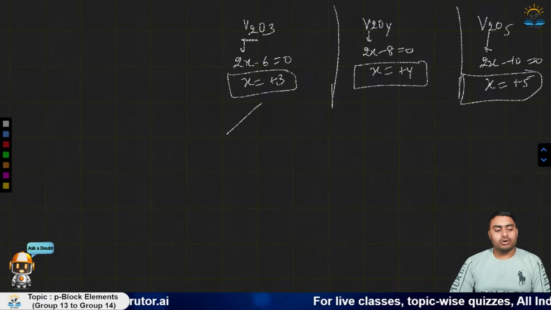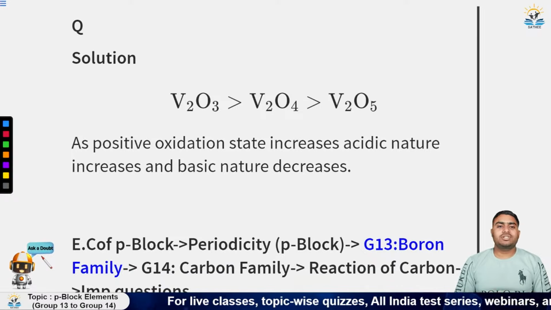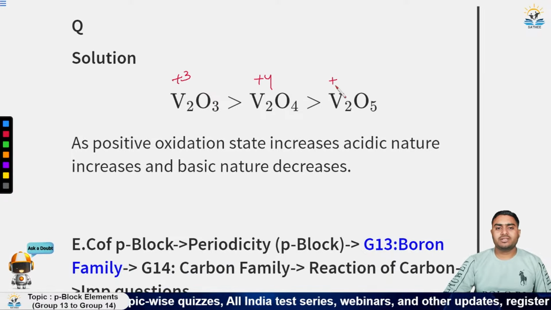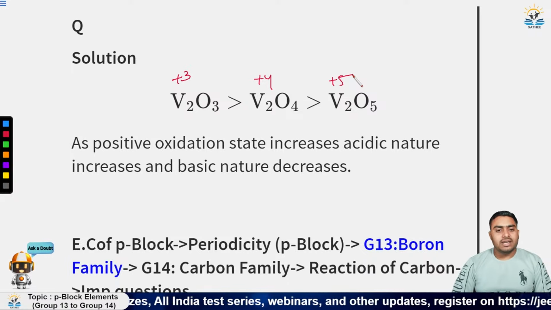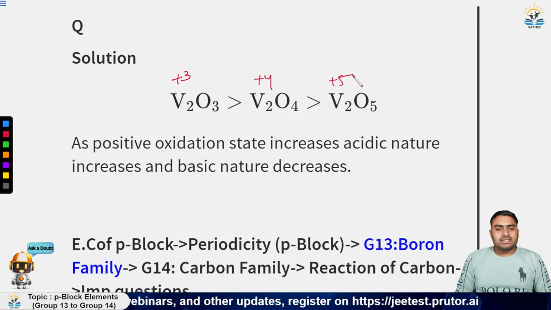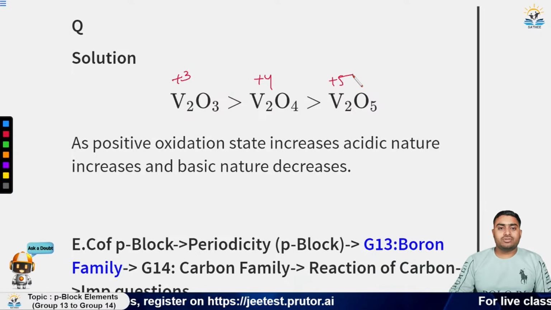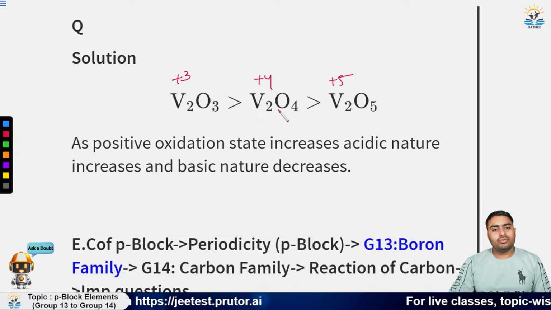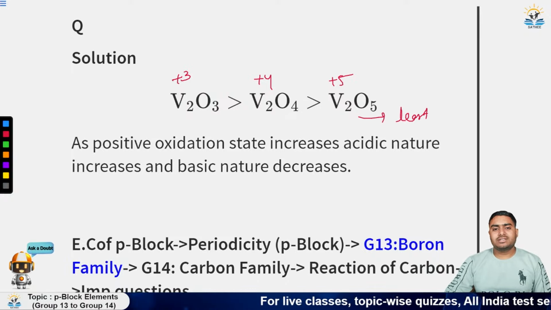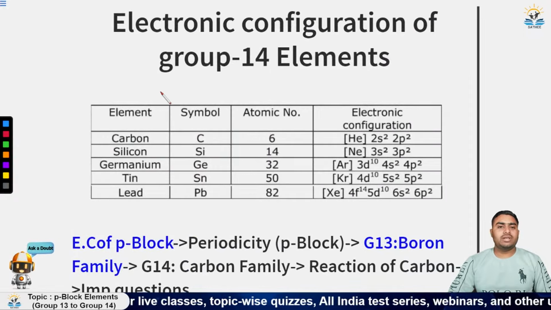So what will be the order now? Let's see the solution of this particular question. As the positive oxidation state increases, here it is +3, here it is +4, here it is +5, the acidic nature increases and basic nature decreases. So what should be the order? V2O3, then V2O4, then V2O5. So V2O5 is the least basic, and V2O3 is the most basic among these. Let's move to the next.